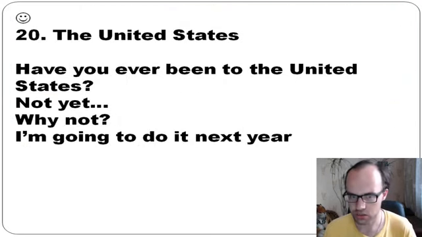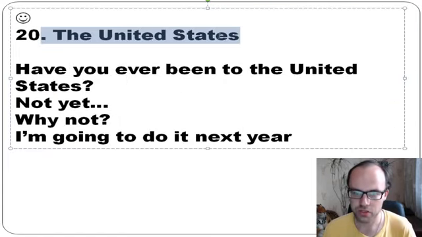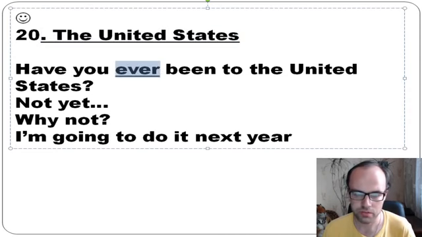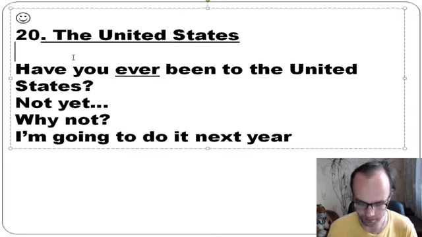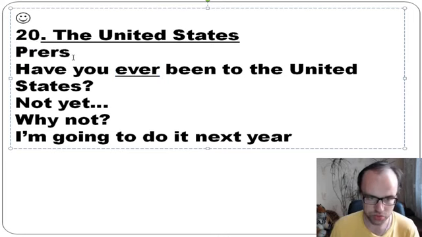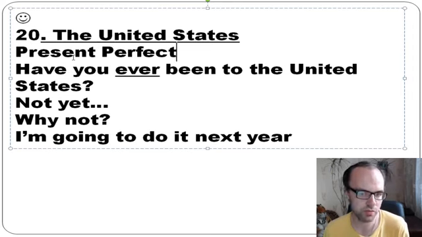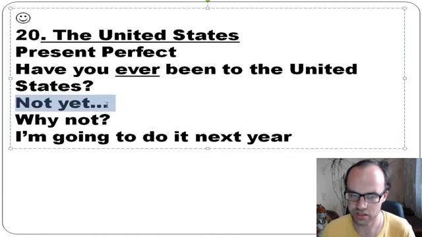Well, the United States. Have you ever been to the United States? So, look, we see ever, and we use present perfect with ever. So, have you ever been to England? Have you ever been to the United States? Have you ever been to Russia? Have you ever been to Brazil? And so on. So, not yet. It's a short answer. You can say no or not yet. It means that you haven't been there yet.